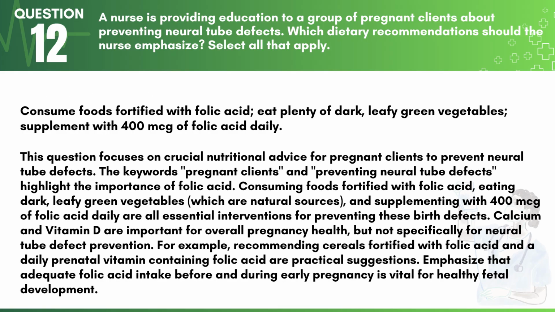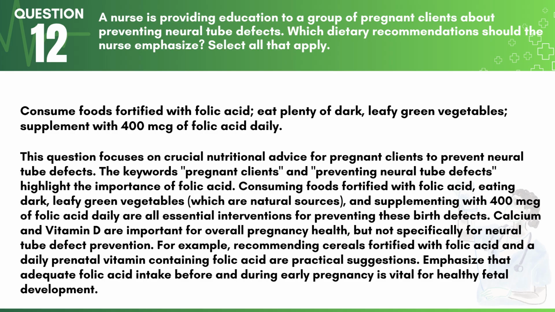Answer. Consume foods fortified with folic acid, eat plenty of dark, leafy green vegetables, supplement with 400 micrograms of folic acid daily. This question focuses on crucial nutritional advice for pregnant clients to prevent neural tube defects. The keywords pregnant clients and preventing neural tube defects highlight the importance of folic acid. Consuming foods fortified with folic acid, eating dark, leafy green vegetables, which are natural sources, and supplementing with 400 micrograms of folic acid daily are all essential interventions for preventing these birth defects.